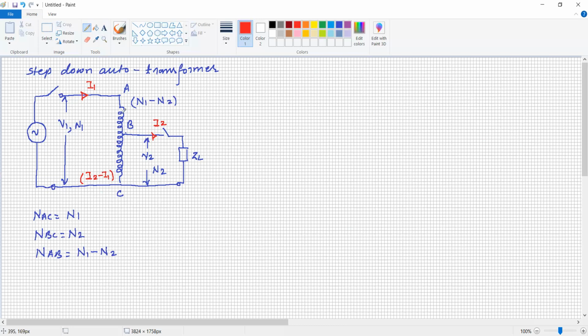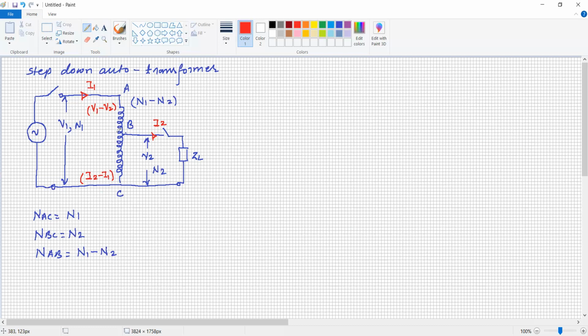Similarly, the voltages depend upon the number of turns. Under such conditions, the voltage across A to B is equal to V1 minus V2. Just again I will repeat, this is a step down auto transformer. It is a single winding transformer. The winding is single. Part of the winding is common to the primary side as well as the secondary side, and it is an ohmic contact that we have taken for the point B.